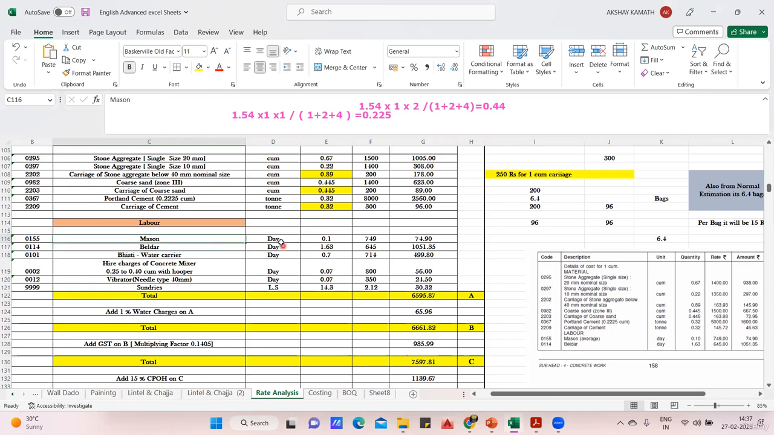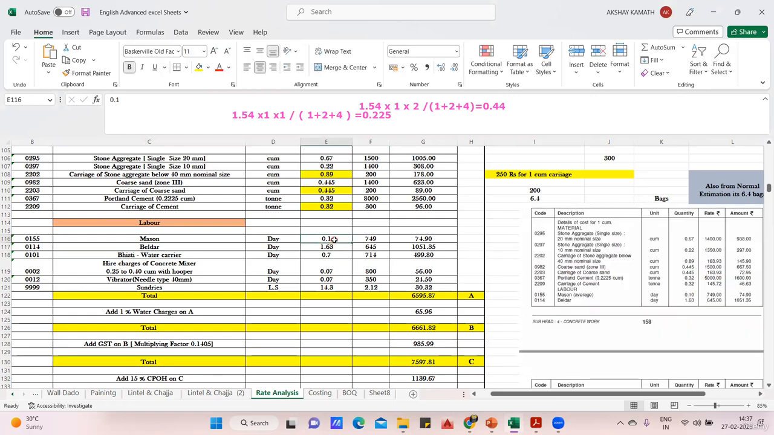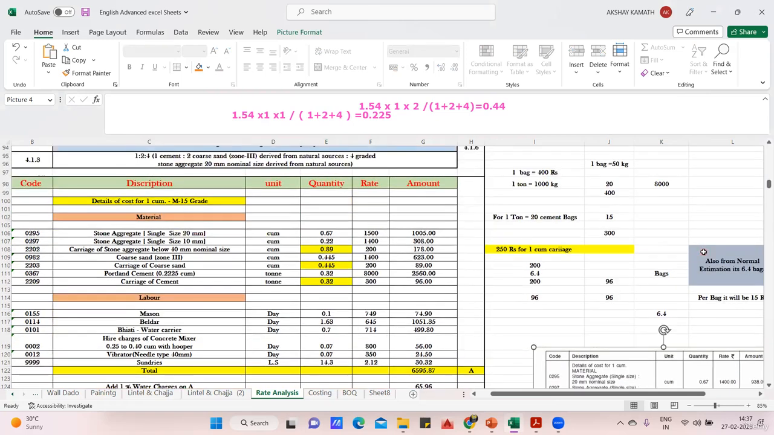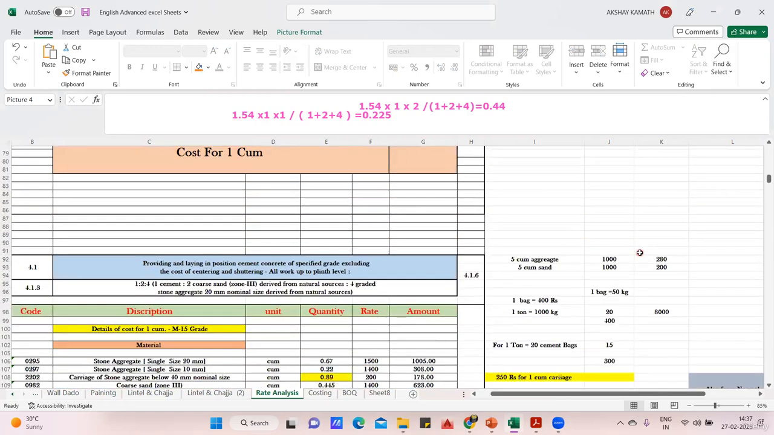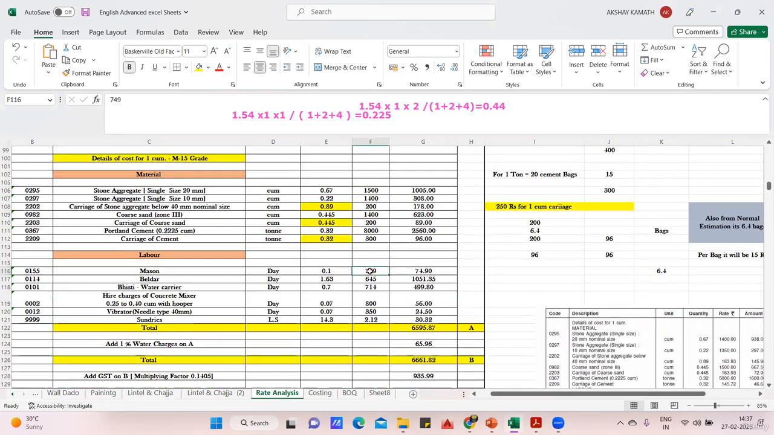So mason, the units are in days. The unit given in the code book for mason is 0.1. So put 0.1. Beldar, it is 1.63. Bishti, the water carrier, is 0.7. Now again, for the mason, you see the market rate. I told you to prepare your own market rate. I have done it here. So mason will take 850 rupees for a single day if he comes to work. So I'll put 850 here. Okay. So mason rate I got.